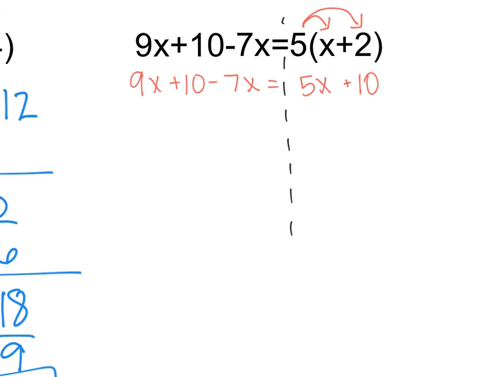Now we're done distributing. See how we got this 5x and that 10? By sharing the 5. Now I'm going to look for like terms to combine. So if we look on this side of the equal sign, we see that we've got a 9x and a minus 7x. Those are like terms. We can combine them. When we combine them, we've got 9x's minus 7x's. We have 2x's, and we still have 10. And we copy down the other stuff.